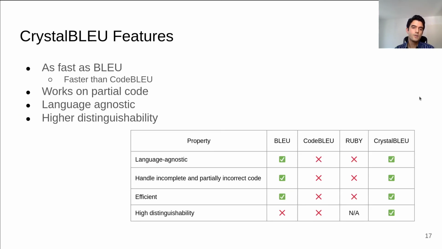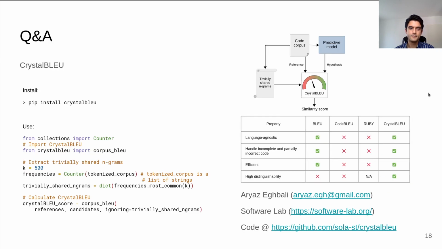So as we have seen, CrystalBLEU is as fast as BLEU and faster than CodeBLEU and some other metrics designed for code. It works on partial code and syntactically incorrect code, and it's language agnostic as long as you have a tokenizer that can tokenize the text. You can apply CrystalBLEU, and it has higher distinguishability.